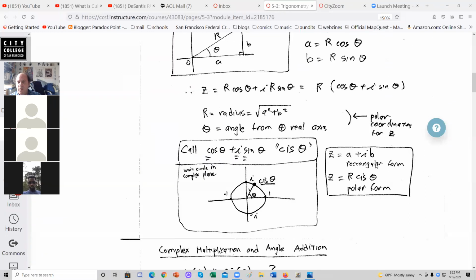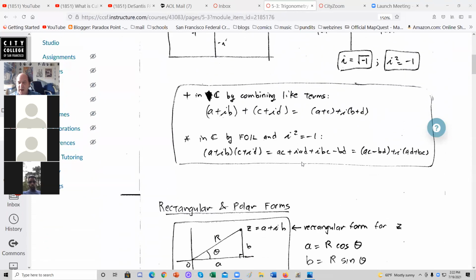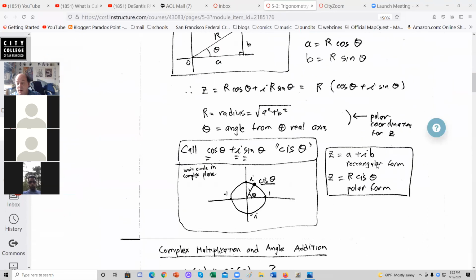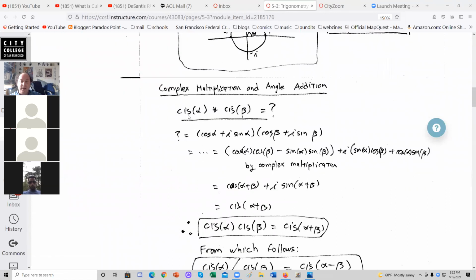Now, rectangular form is very good for adding and subtracting complex numbers. You just do the real and imaginary parts separately. But multiplication in rectangular coordinates is a little more complicated. Well, it works the other way around for multiplication. Turns out that r cis theta is really very efficient for multiplying complex numbers. Here's how it goes. We'll start by multiplying cis alpha with cis beta.